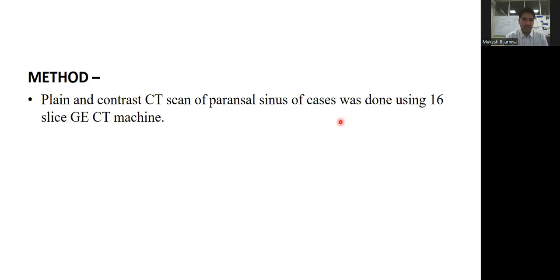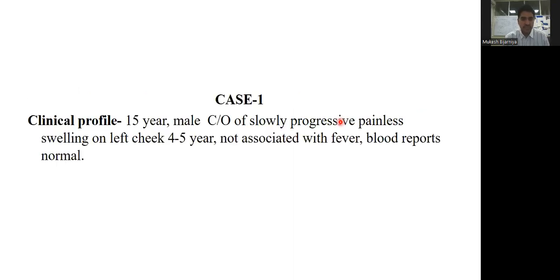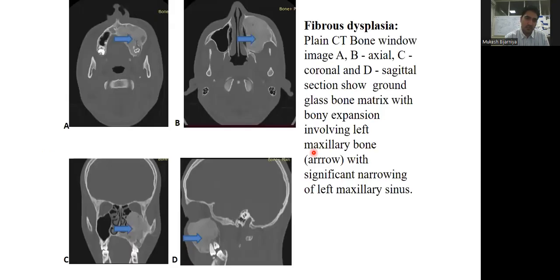Method: plain and contrast CT of the paranasal sinus on a 16-slice GE CT machine. First case, a 15-year-old male complained of slowly progressive painless swelling on the left cheek for 4 to 5 years, not associated with fever, and blood reports are normal. Here, this is the bone window axial CT showing ground glass bone matrix with bony expansion involving the left maxillary sinus with significant narrowing of the left maxillary sinus.